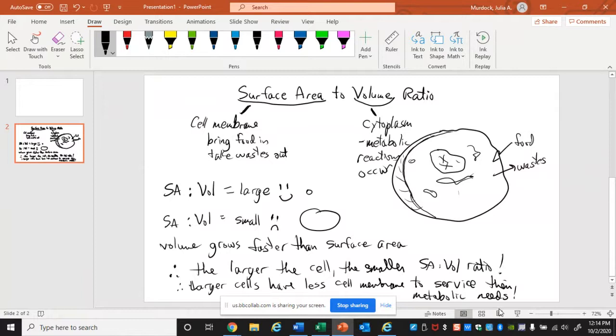So sometimes if you have a larger cell, they compensate for that by having little invaginations like this, because that increases surface area. So sometimes you have that, like in our intestinal cells, actually, our intestinal cells have villi that stick out like that. So increasing surface area is good because it increases the capacity of the cell to bring in food and push out waste. But that's how the surface area to volume ratio works.